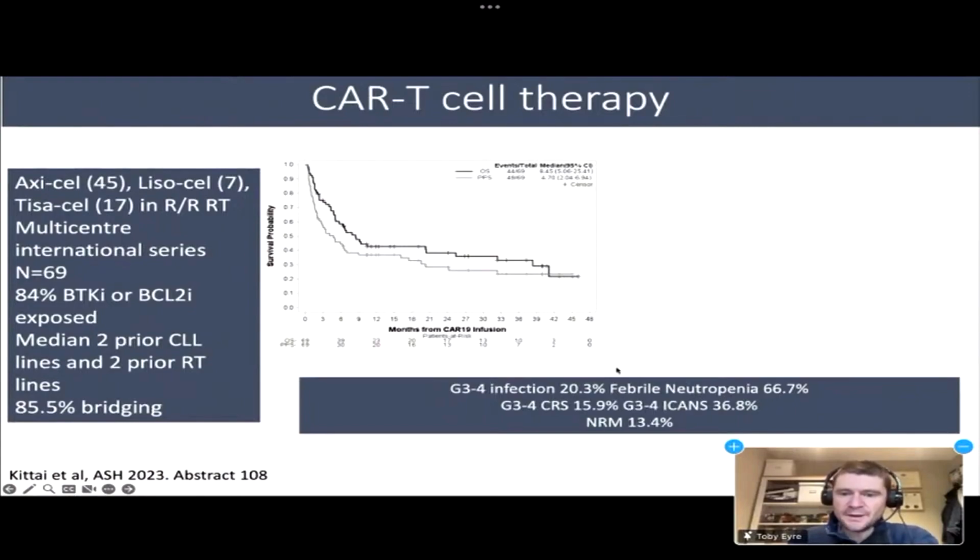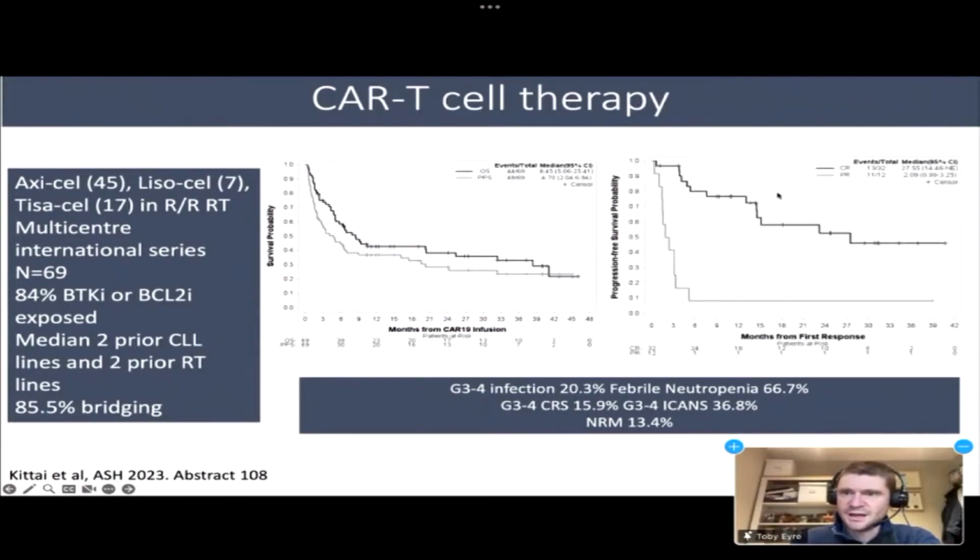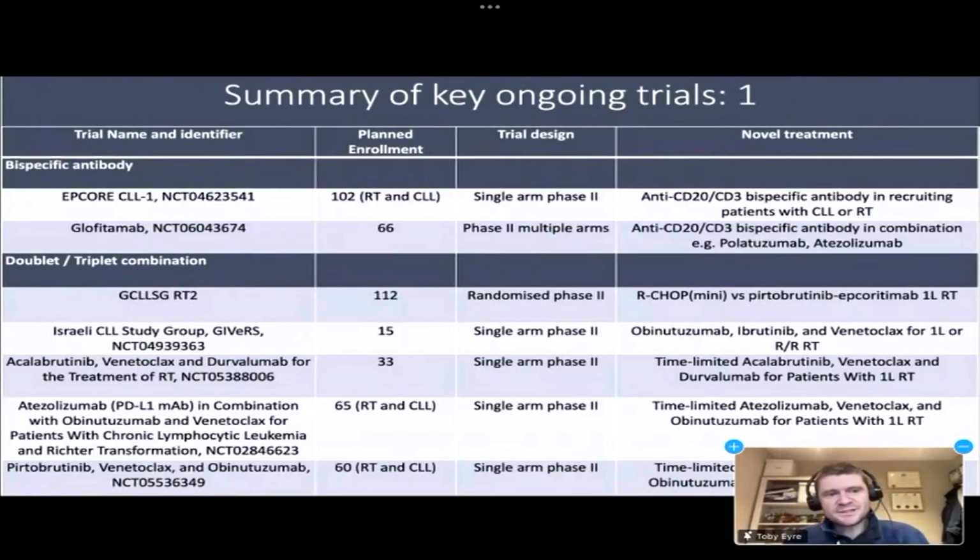And this is a fairly toxic therapy in this setting, with a non-relapse mortality of 13% and quite a lot of infectious complications, and also cytokine release syndrome and ICANS. So it's not necessarily straightforward to deliver, but I think there are a proportion of patients that get sort of durable responses. And if you obtain a CR, you do pretty well. If you don't, then you relapse very, very quickly. So that's some of the data that exists at the moment.